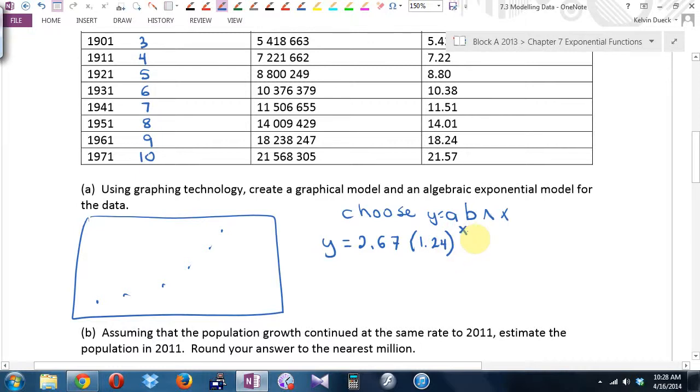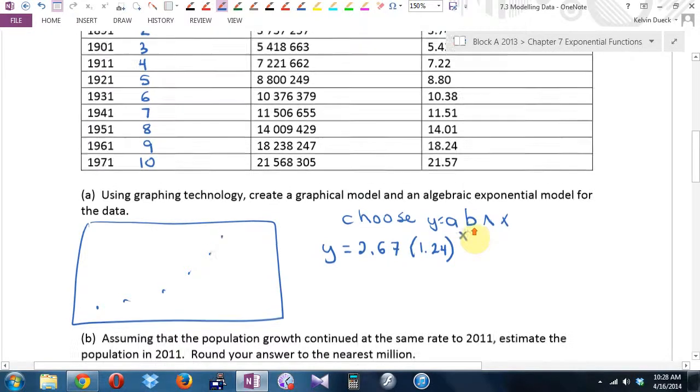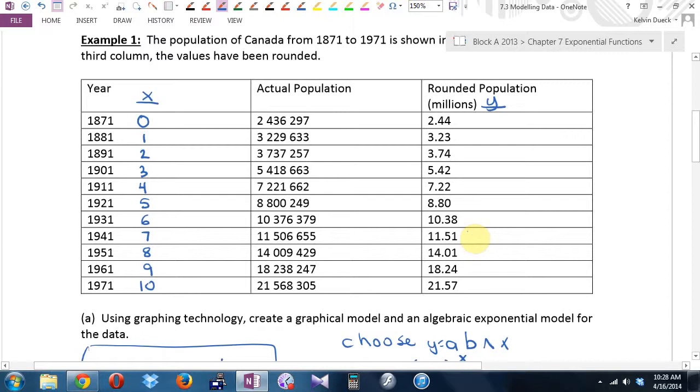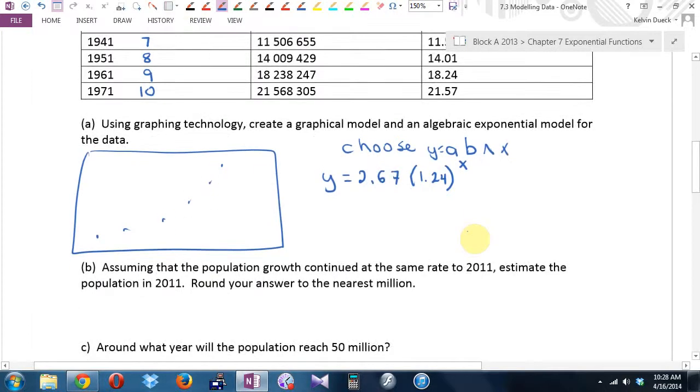That's the equation. Except I don't want to use x and y. What's the y variable from my chart? Look at my chart. What are we measuring on the y-axis from this chart? Population. What would be a good variable to use for population? Okay, so here's our actual equation. P equals 2.67 bracket 1.24. What are we measuring on the x-axis? Time.